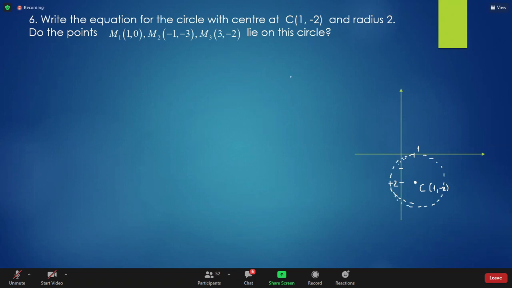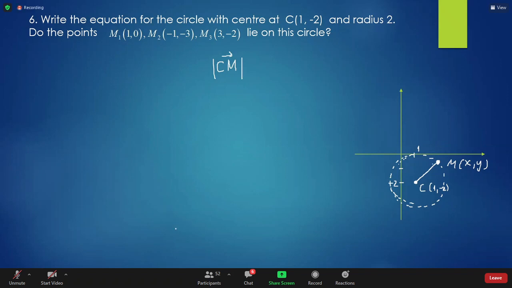So let's suppose that the point M is any point on the circle. We know that a circle is the locus of all points equidistant from the center. In other words, we need to find all the points for which the distance from C to M, or the length of the vector CM, equals 2. The radius is 2.